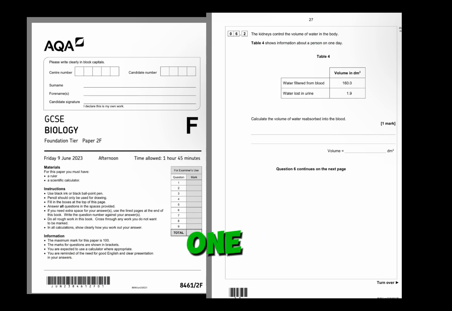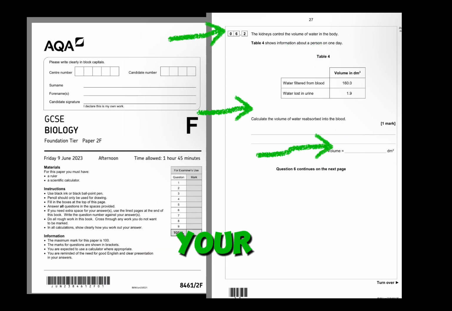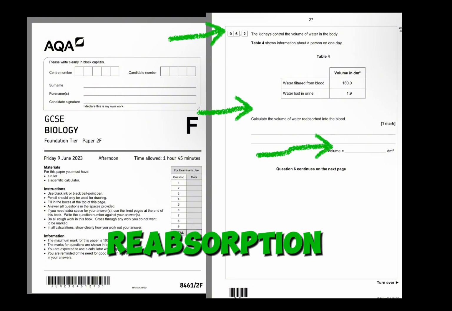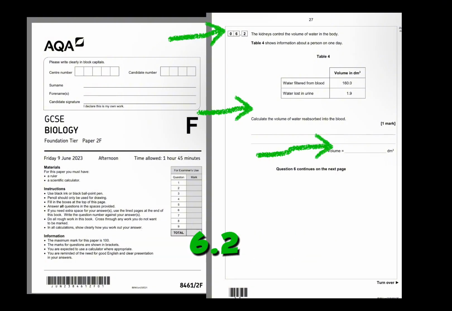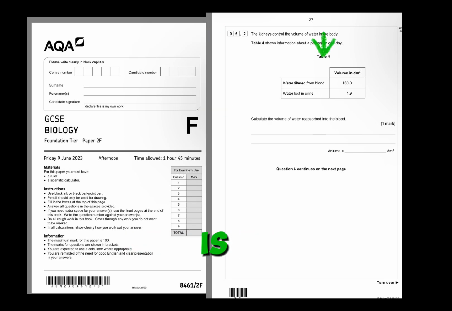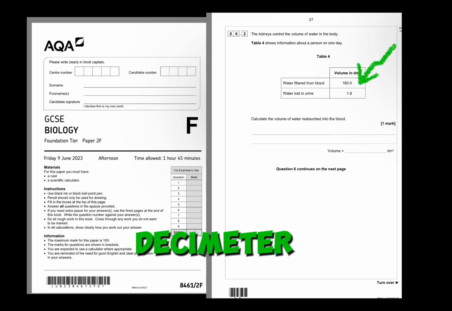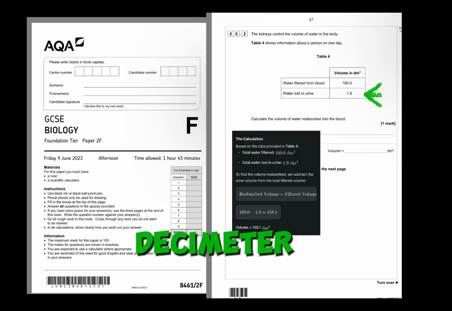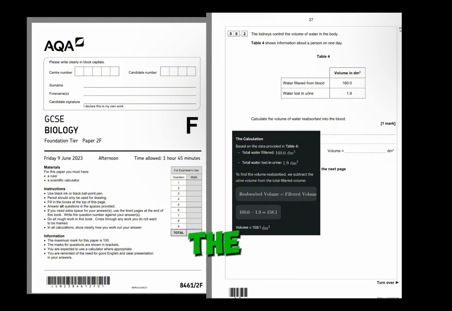Next question is for 1 mark, and the examiner requires you to show your mathematical skill to calculate water reabsorption from the kidneys in question 6.2. Let's dive into the answer by carrying out the calculation. The data in figure 4 shows that water filtered from blood is 160.0 decimeter cube, and if you minus 1.9 decimeter cube water lost in urine, you will get the answer, which is 158.1 decimeter cube.